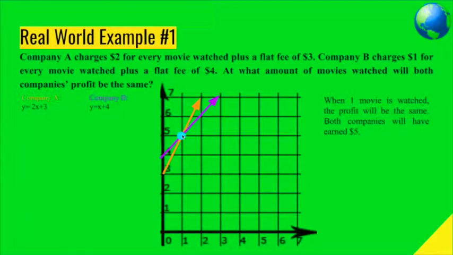The point of intersection is at 1, 5. This means that when one movie is watched, the profit will be the same. Both companies will have earned $5.